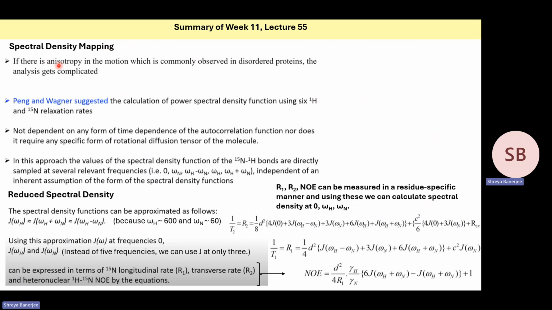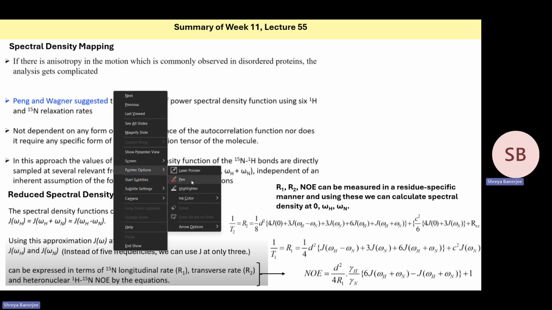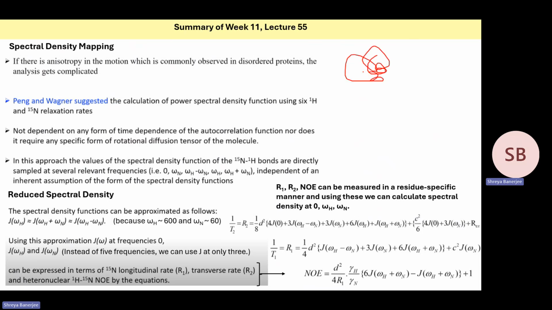Now we will go back to the spectral density mapping. We were talking about the model-free assumption where the whole rotation is isotropic. That means your protein is basically kind of globular. The protein doesn't have flexible parts and then globular parts. So this is isotropic motion, and the model-free approach can be used. But what if there is anisotropy in the motion, which is commonly observed in disordered proteins like this, where you have certain fragments free and certain fragments ordered? Then the analysis becomes more complicated.